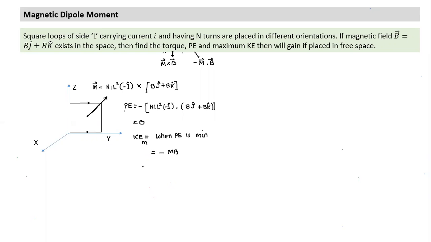Minus MB. Right now it is 0. So from 0 it will drop to minus MB. So what is the loss of potential energy? Loss of potential energy is MB. So the kinetic energy gained also will be equal to MB.